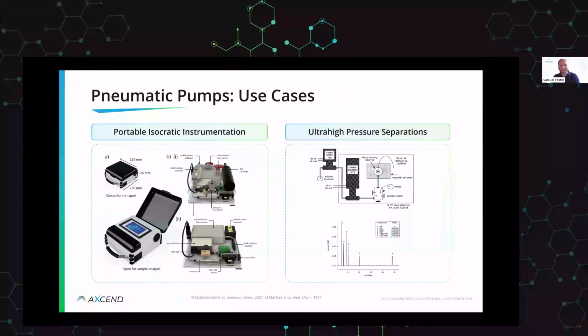So where is it used? I've mentioned it a million times now. The ultra high pressure separations are key, but it's also great in portable instrumentation, right? All you need is a gas cylinder and a piston head. And so because of that, in isocratic separations, you can use this as a portable pumping system that's very convenient. It's pretty rugged, and it doesn't necessarily have to worry about the same constraints that other types of pumping devices have to worry about. And so that's sort of two of the use cases where it really starts to shine.